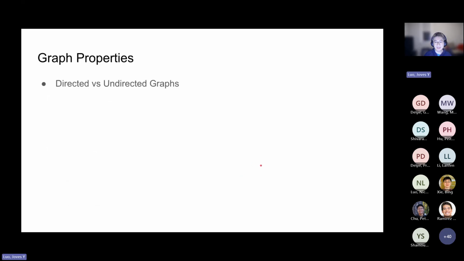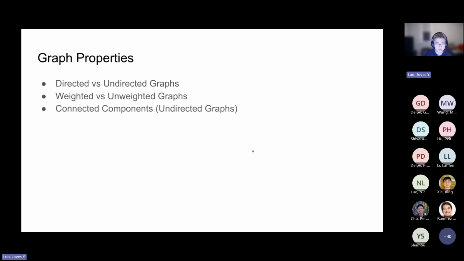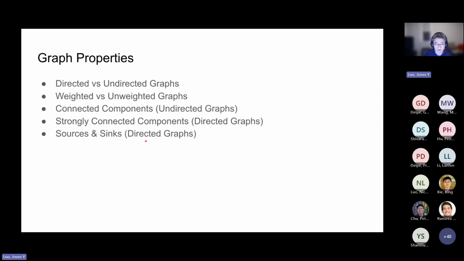Graph properties. These you really, really want to understand because they give you a clue as to which black boxes you need. Directed versus undirected graphs, weighted versus unweighted graphs. Connected components only make sense in the context of undirected graphs. Similarly, strongly connected components only make sense in the context of directed graphs. Sources and sinks only exist in directed graphs.